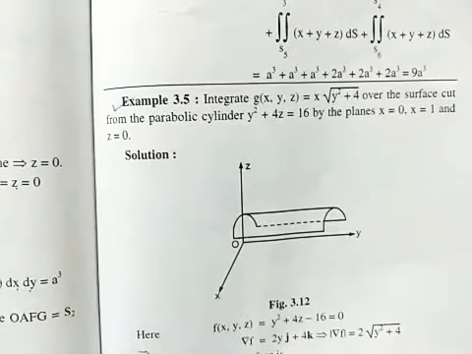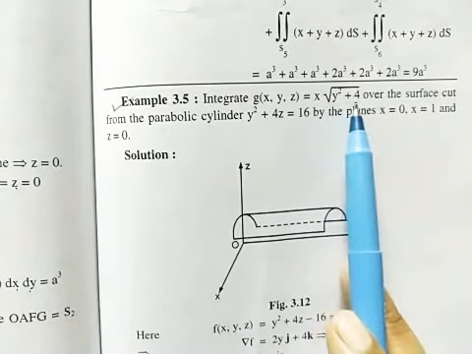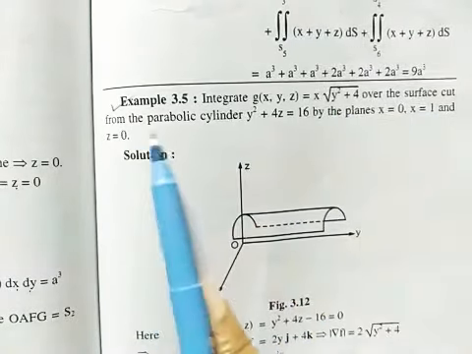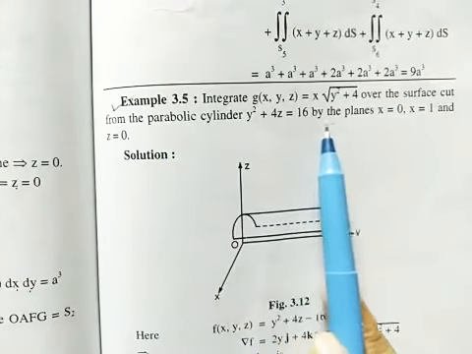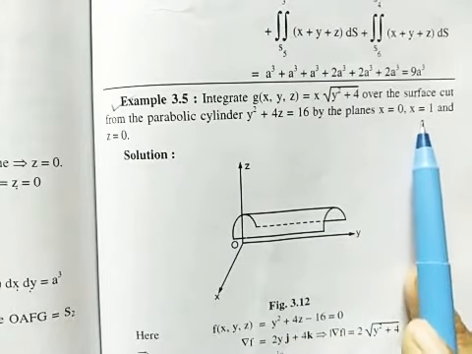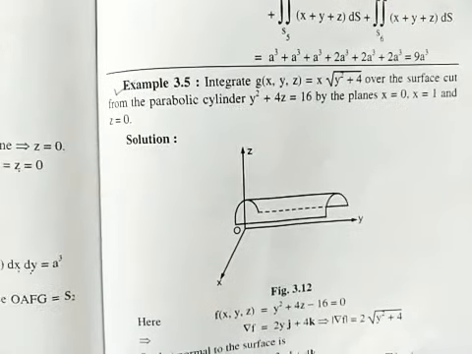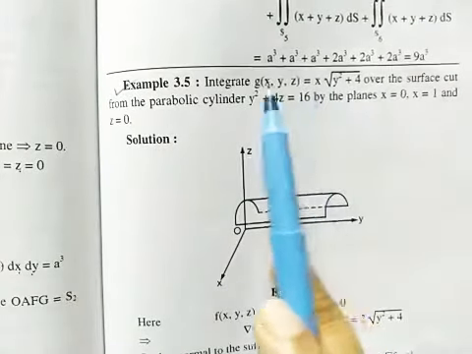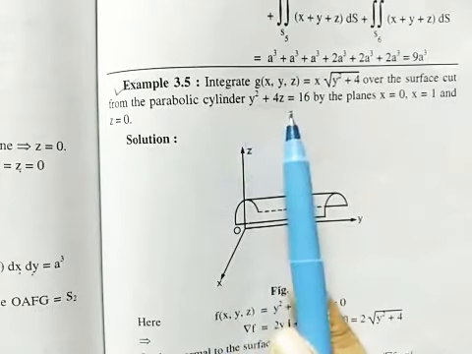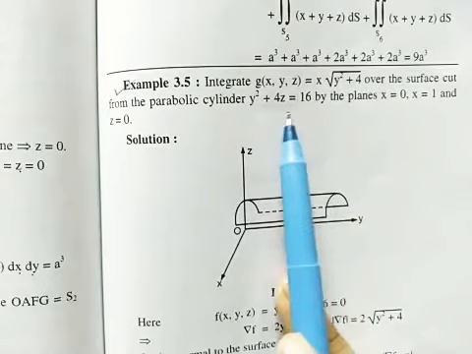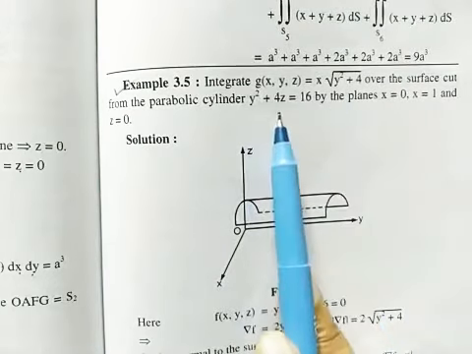Next example, integrate g of x, y, z is equal to x square root of y square plus 4 over the surface cut from the parabolic cylinder y square plus 4z is equal to 16 by the planes x is equal to 0, x is equal to 1, and z is equal to 0. Now here, what is the given function? This is function g, which is continuous. This is function f, whose first partial derivatives exist, and we have to find the integral over the part cut by this function from this cylinder.